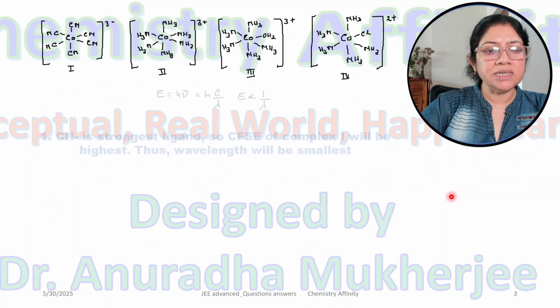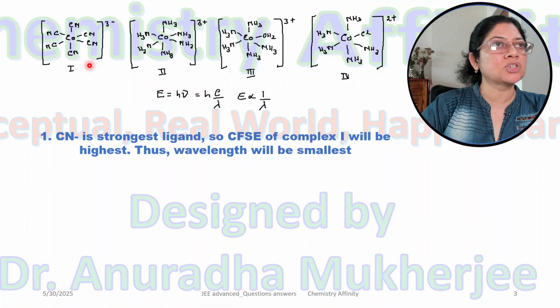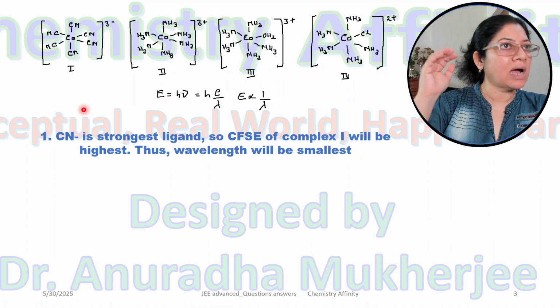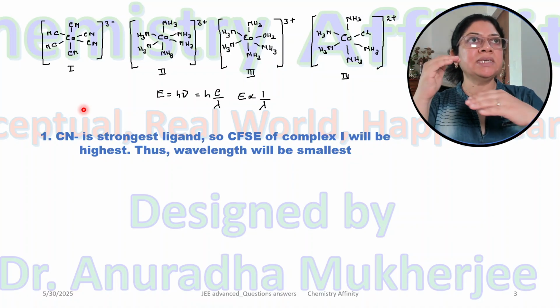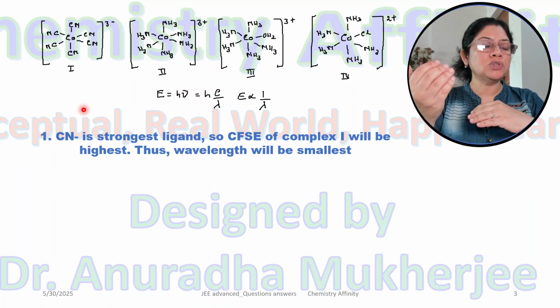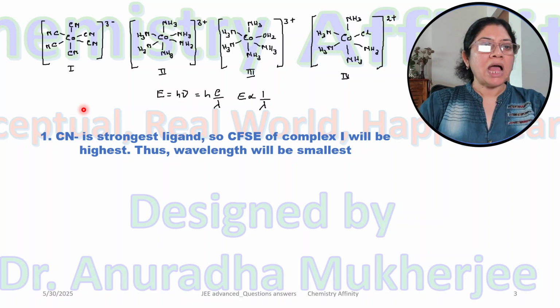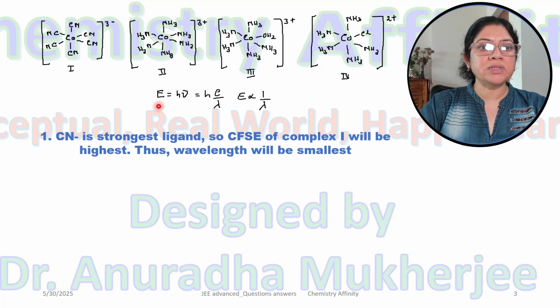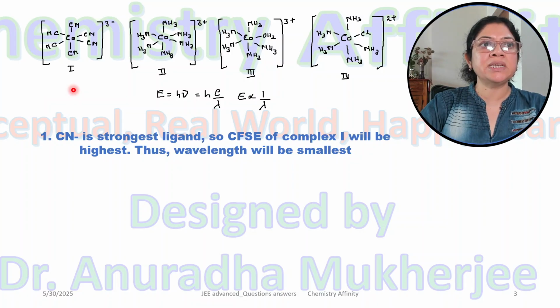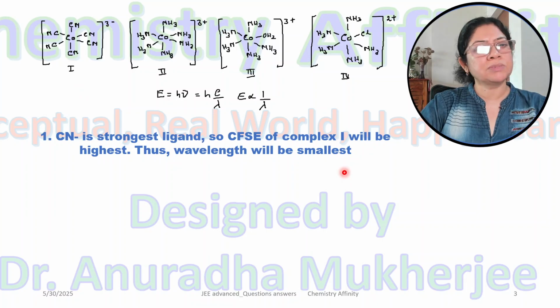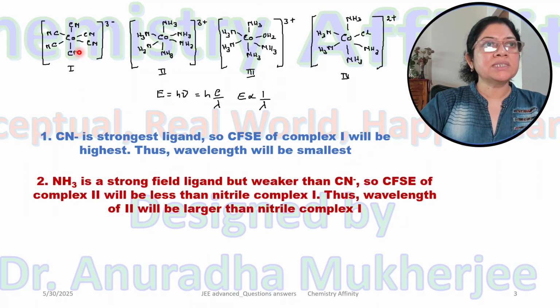Now here we can see that since cyano is the strongest ligand, for complex 1 CFSE will be highest, and CFSE is highest means it needs more energy to transfer one electron from the t2g level to the eg level. We also know the relationship between energy and wavelength: higher energy means smaller wavelength. So in complex 1, since the energy is highest, meaning CFSE is highest, the wavelength will be smallest. Now let's check complex 2.